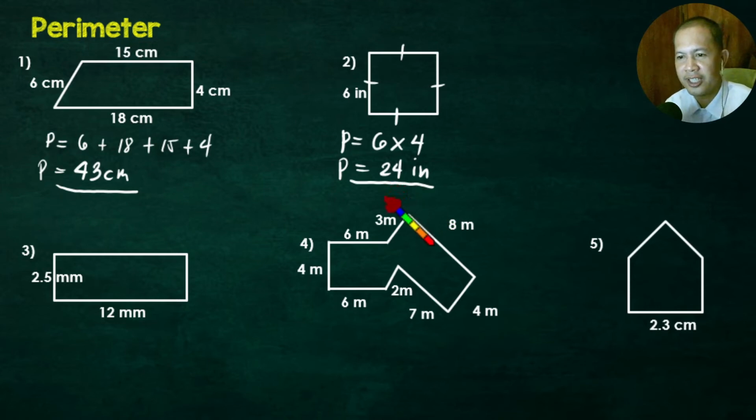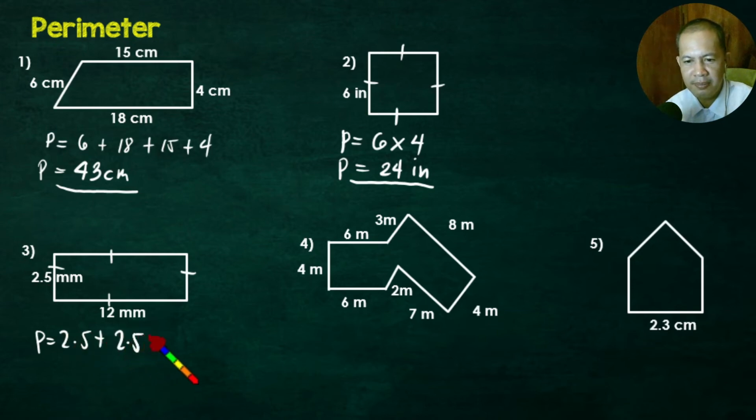Okay? Madali lang. Okay, let's proceed to example number 3. So sa example number 3 natin, it is a rectangle. So ang rectangle, two sides are equal. So this side is equal to this side, and this side is equal also to this side. So ibig sabihin, ang ating magiging formula dito is 2.5 plus another 2.5 plus 12 plus 12. So, add lang natin yung ating 4 sides ng ating rectangle.